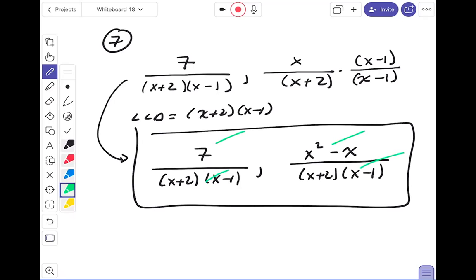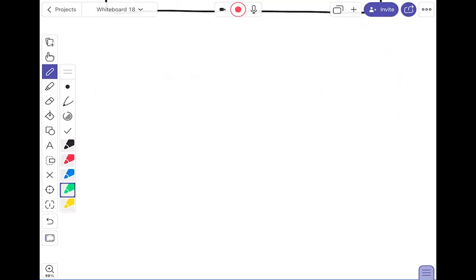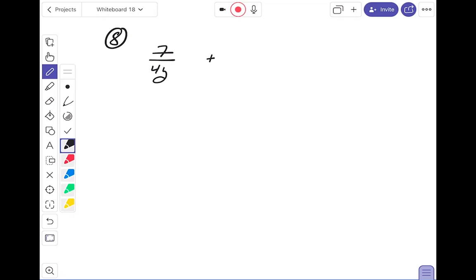A little different. All right. And we'll go through the steps. Right? The steps are important. You know the steps. 7 over 4y plus 11 over 6y minus 8 over 3y. Well, what they want me to do is simplify this.